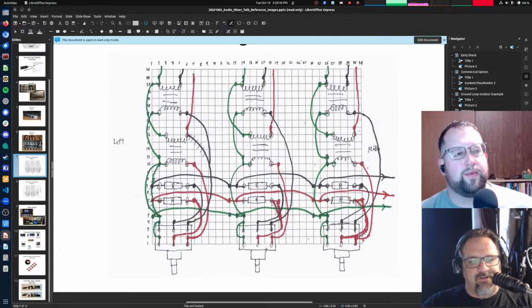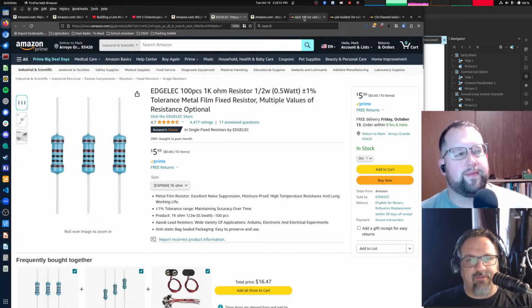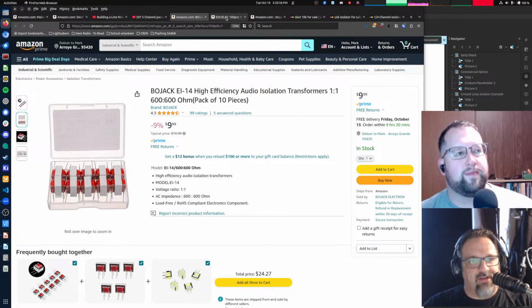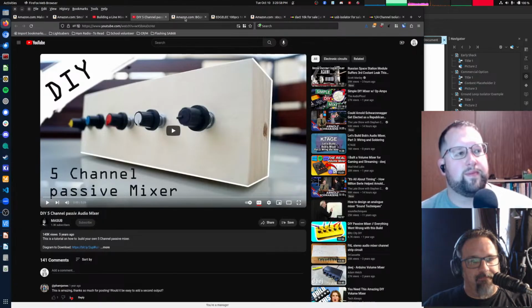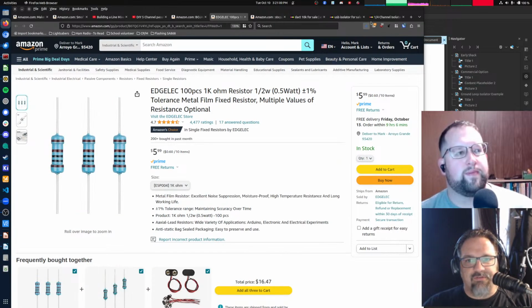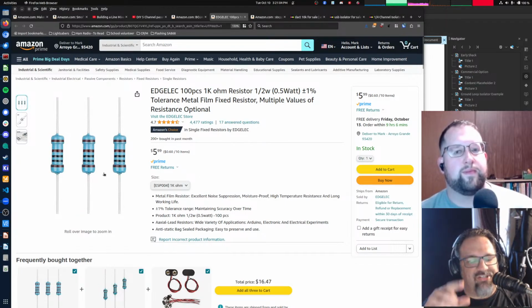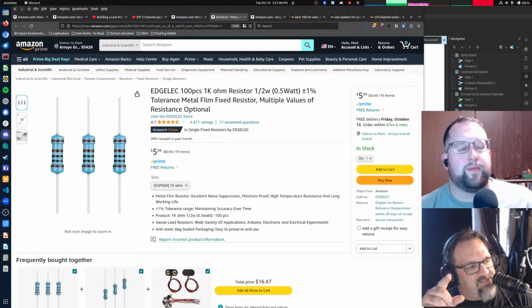And these were 10K pots. Ben showed me the link to the pot itself. Nope, not that one. Maybe I closed it. Curses. I think I did. But the potentiometers you sent me links to, here, I'll open it up again.